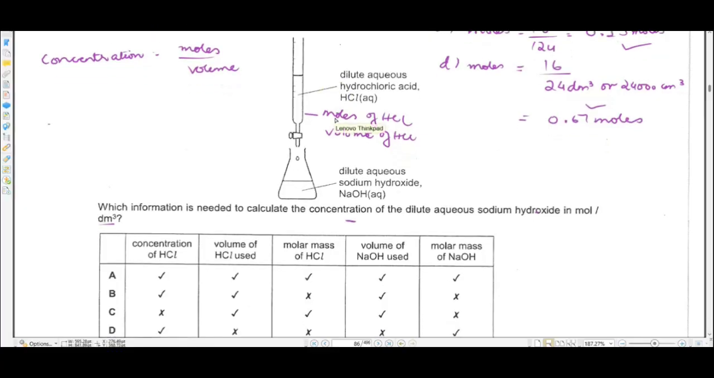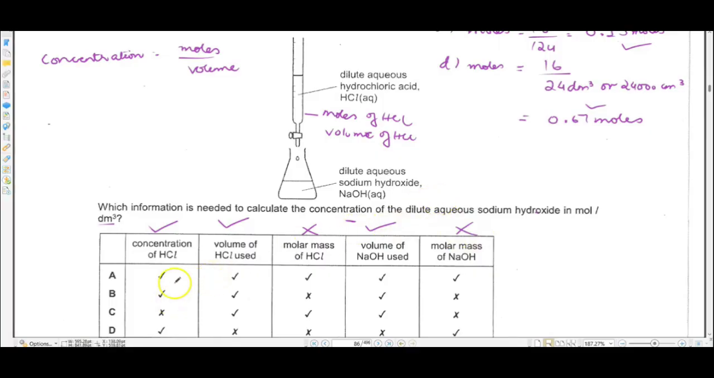Actually, this question has come quite early, so we will be doing these things soon, and you will get to know what we require. So concentration of HCl, yes, we require. Volume of HCl used, we require. Molar mass of HCl is not required, because moles, concentration and volume are going to provide us with the moles. Okay. So volume of NaOH used, yes, this is required. We will find the moles of NaOH using the equation, and moles of HCl is going to provide us the moles of NaOH as well. Molar mass of NaOH is also not required.